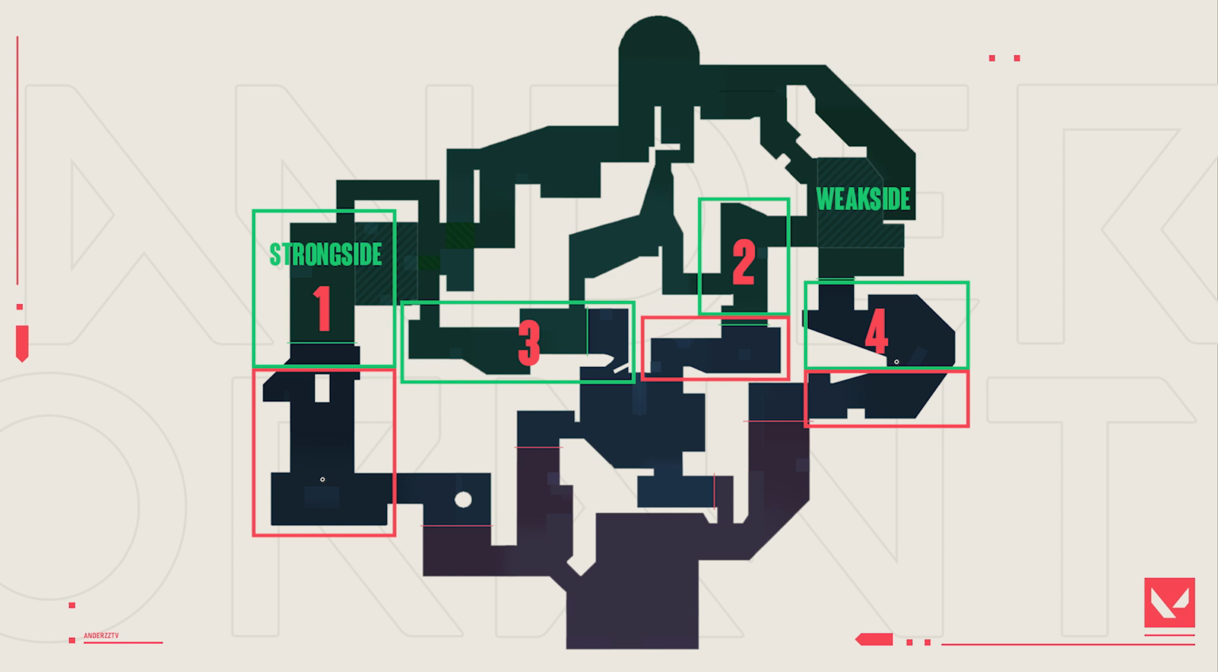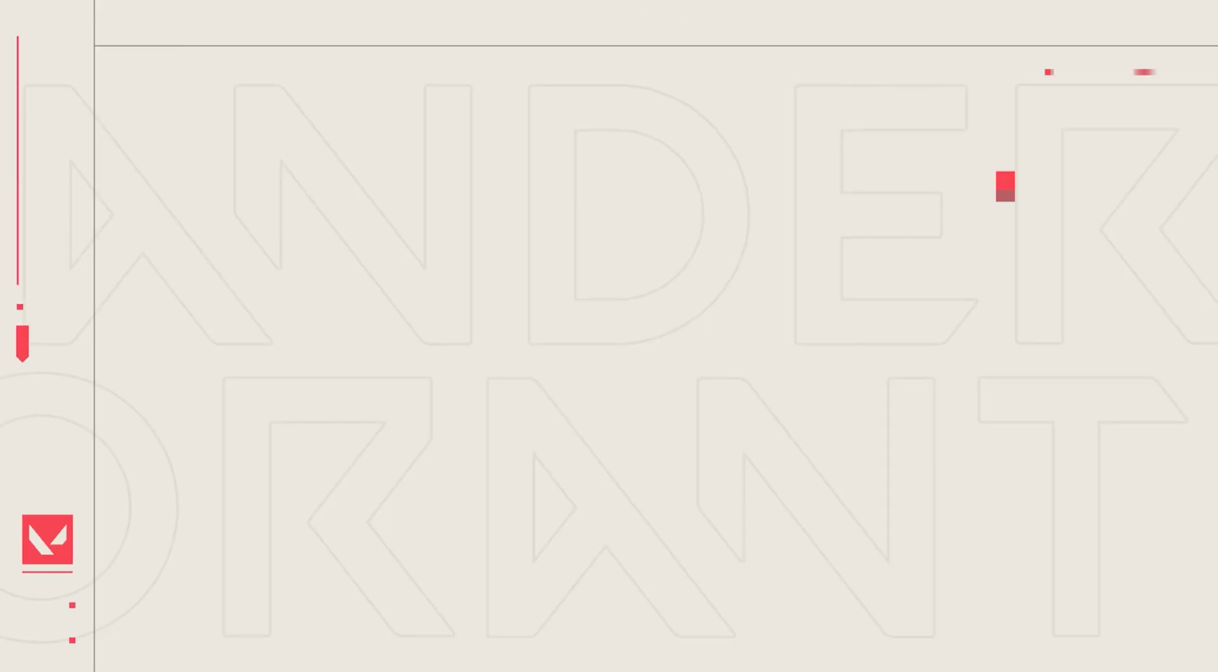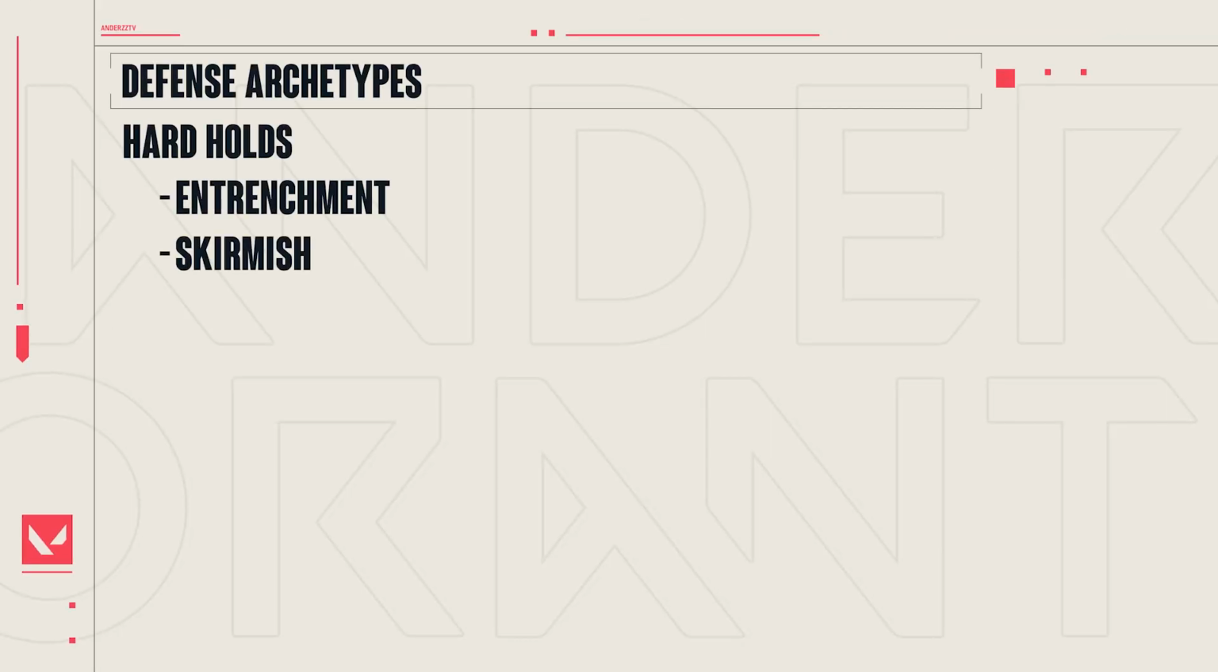You can divide it up into a number of different archetypes. First, there's the option to hard hold a site. This is basically to fight it to the death. You can have entrenchment setups, which are based off of util traps and really putting yourself in as much of an advantage as possible. And then there's also skirmish hard holds, which are going to be fighting, flashing, and then literally just putting your gun on the opponents.